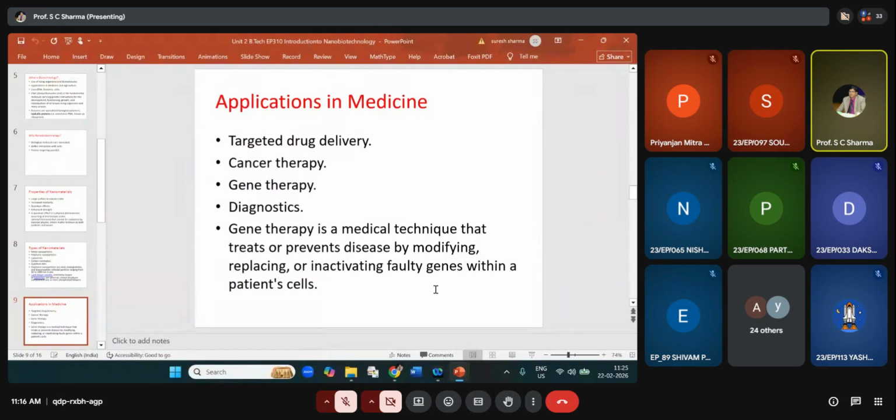Application in medicine. Targeted drug delivery. Yeah, there is no error during drug delivery. Cancer therapy. These are applications of nanobiotechnology. And gene therapy, diagnostics. Gene therapy is very much clear. It is a medical technique that treats or prevents disease by modifying, replacing, or inactivating faulty genes within a patient's body.